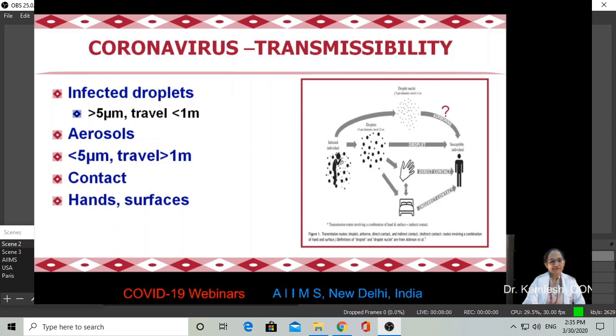Now, coronavirus transmissibility. Infected droplets larger than 5 micrometers can travel only less than 1 meter. But aerosols might also be generated because of certain procedures, for example bronchoscopy. If the particle size of the new coronavirus is less than 5 micron, it can travel more than 1 meter in the form of aerosols, which is generally seen to be a lesser condition. But the other mode of transmission can be contact, both direct and indirect.